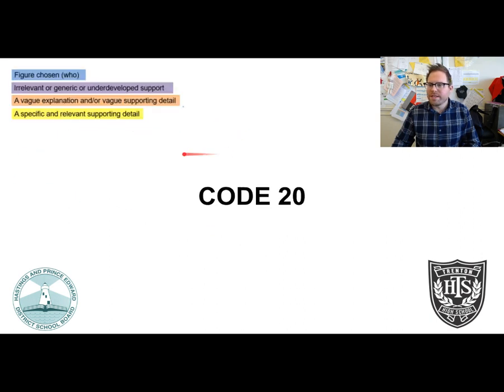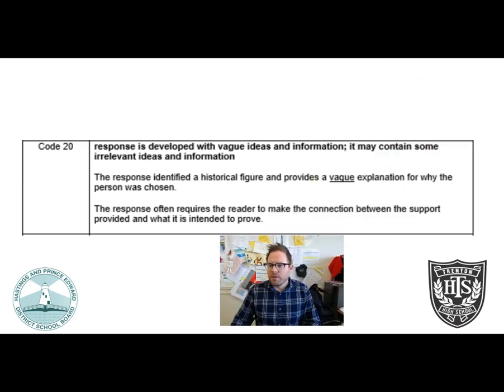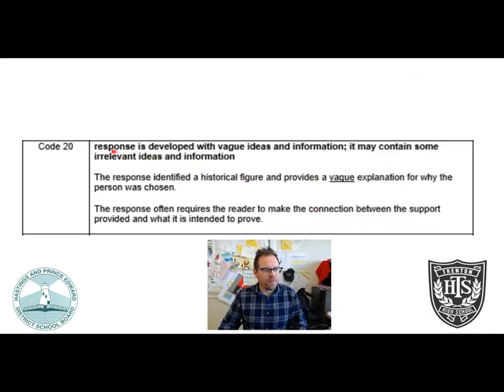Here's what a code 20 looks like now. Okay, so this is the one step beyond code 10. So code 20, the response is developed, but with vague details and information. So we're no longer generic, we're vague. It may contain some irrelevant ideas and information.